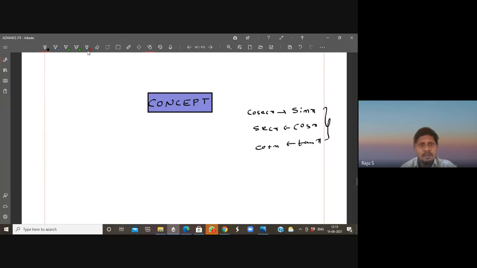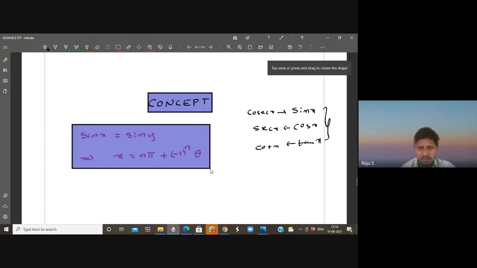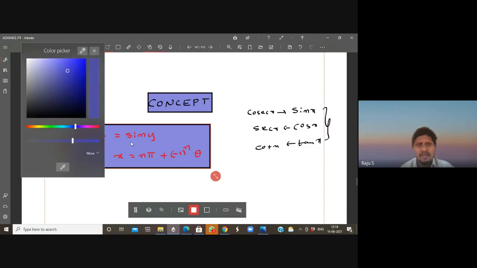Remember, I'm going to write direct formulas here. Sin x is equal to sin y, which implies x is equal to n pi plus minus 1 whole power n into theta. Okay, when sin x is equal to sin y, x is equal to n pi plus minus 1 whole power n into theta. This is the general solution for sine. Everyone must remember it, very, very important.